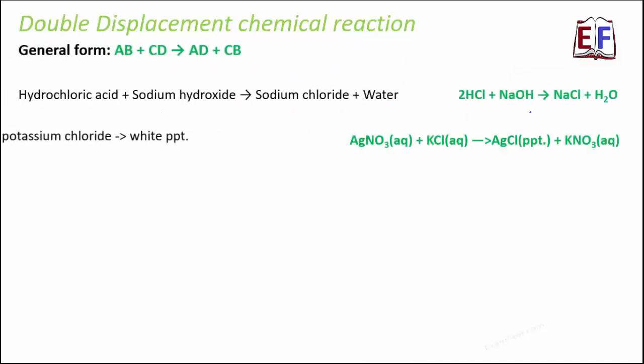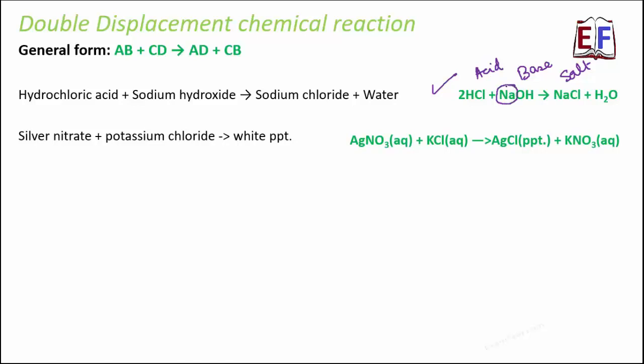So here on the screen, we are seeing a few equations, and they are all examples of double displacement. Let's look at the first one. HCl plus NaOH forms NaCl plus H2O. In this case, we see that hydrogen chloride, which is an acid, combines with NaOH, which is a base, to form NaCl, which is common salt, and water. So this is an acid-base reaction. And here we see that double displacement takes place.